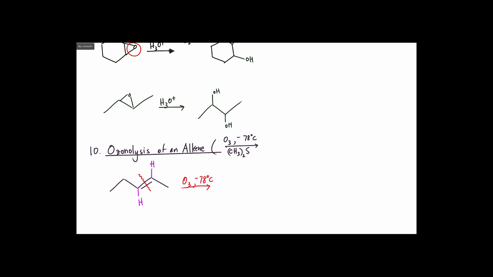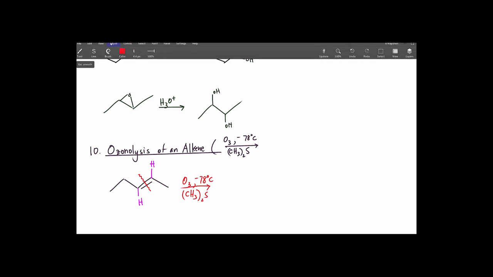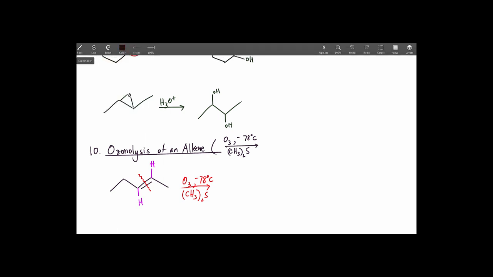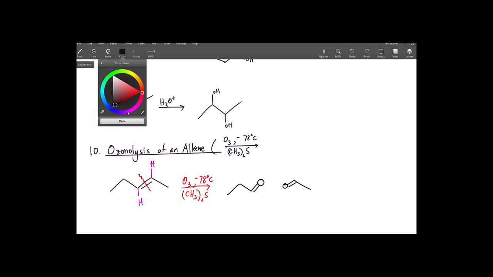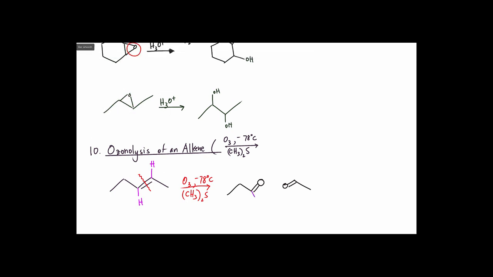minus 78 degrees Celsius, what I'm going to get, I'm going to have two different products. So when I split that down the middle, I need to put an O on top of it, okay? And I need to come to the other side, make that double bond, and I need to put an O right there, okay? So this is that H and that's that H.